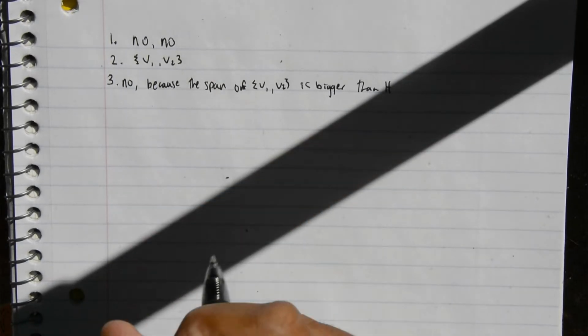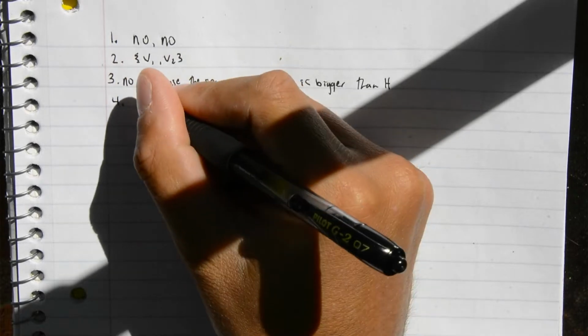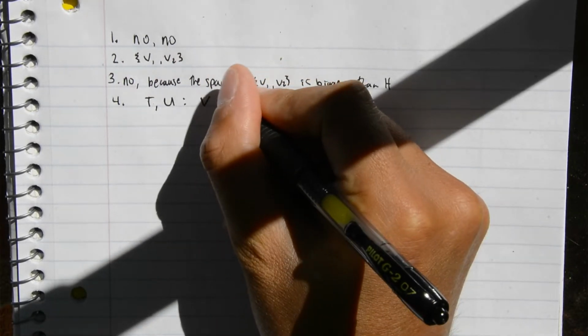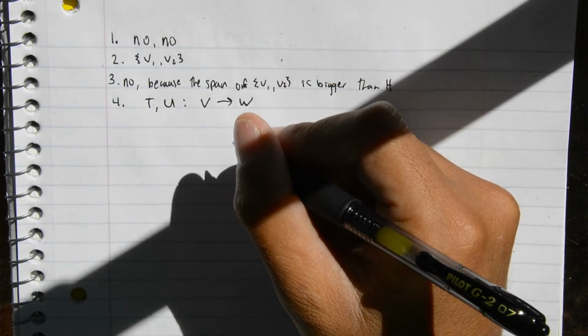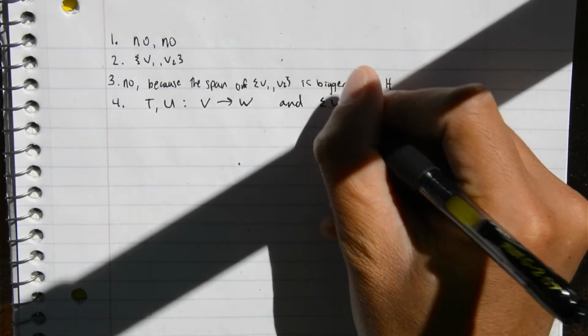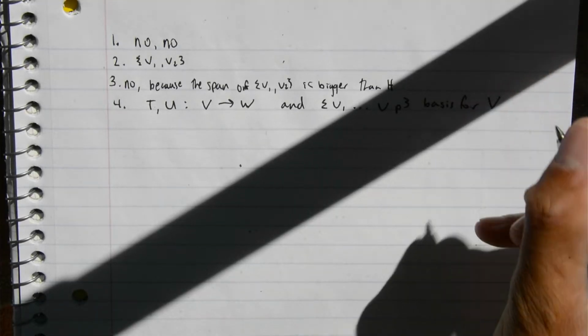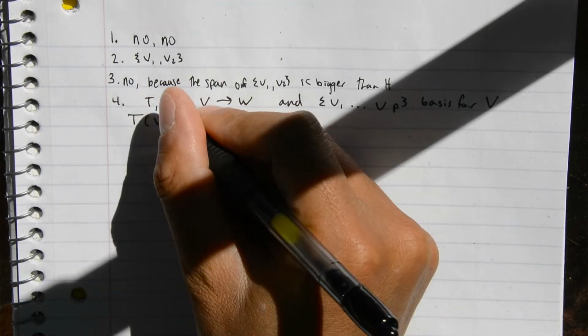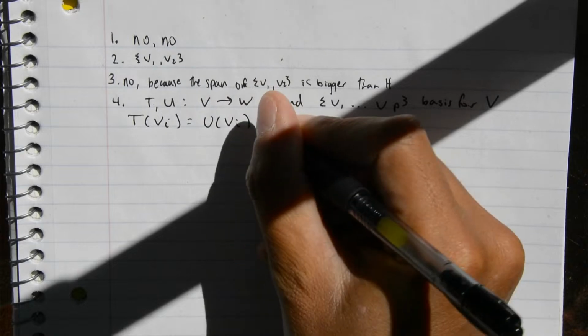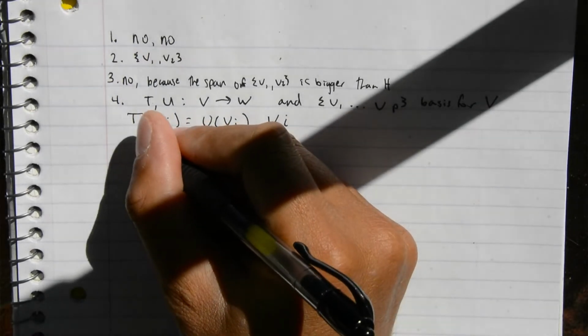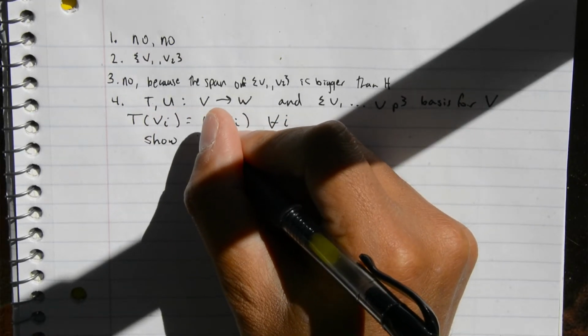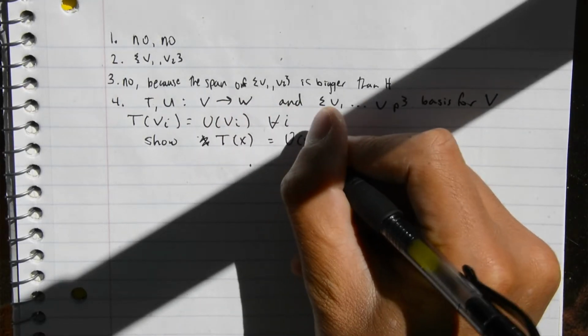Okay, so the problem is T, U are maps from V to W, and V1 through VP is a basis for V. Then we have that T VI is equal to U VI for all I. Now the problem is show that TX is equal to UX for all X.